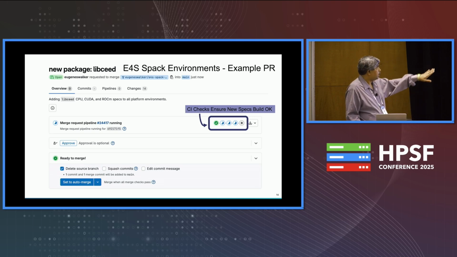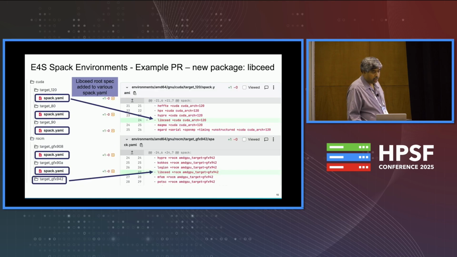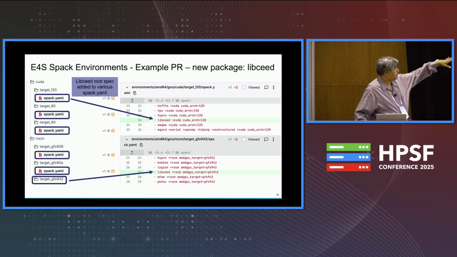And here is how the CI jobs ensure that new specs build properly. You can see the branch over here, and here is an actual spack.yaml file which is updated, and you can see the libseed entry for the CUDA arch equals 120. Now this is work in progress. This has not been released yet. This is on the Blackwell GPU from NVIDIA, and you can see the CUDA arch.